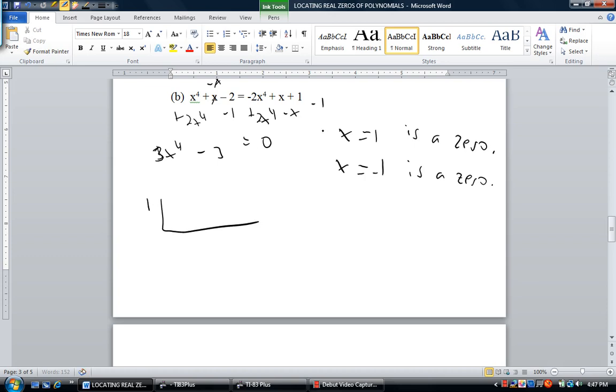So I'm going to start with the 1, put the 1 on the outside. I'm going to put the 3 in there. Now I'm missing an x cubed, an x squared, and an x. So that means I have to use 0 or zeros for those. And then the negative 3.